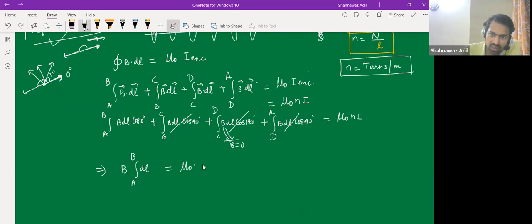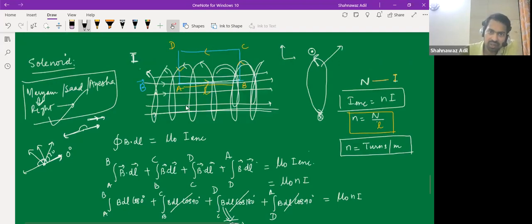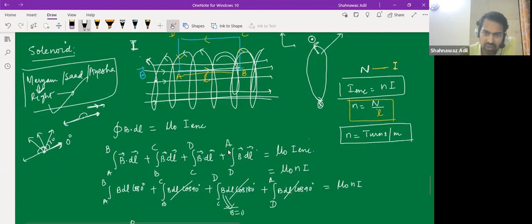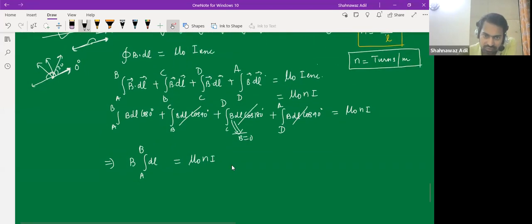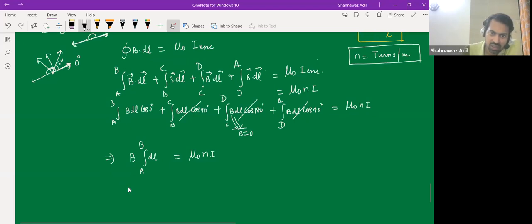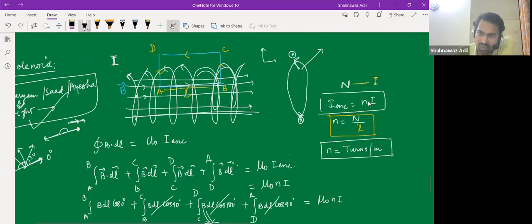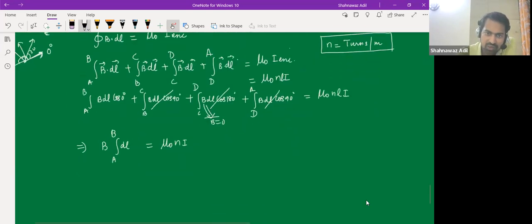This is equal to mu naught N I. So what is the length from A to B? It is L, right? Okay, so did I do any mistake? Yeah, so here this would be n and L, because we want to calculate the number of turns up to this point, and the number density is n, so this would be n L I. Okay, so this is n L I.